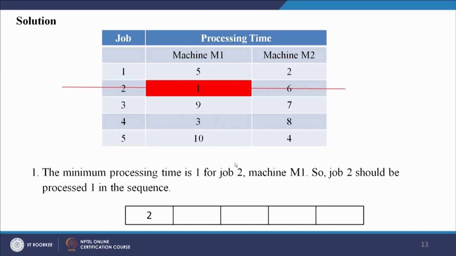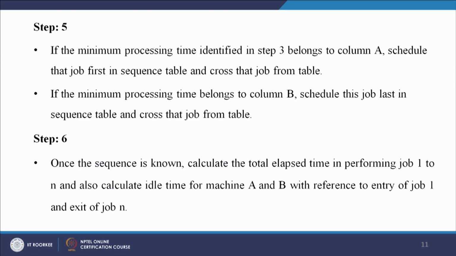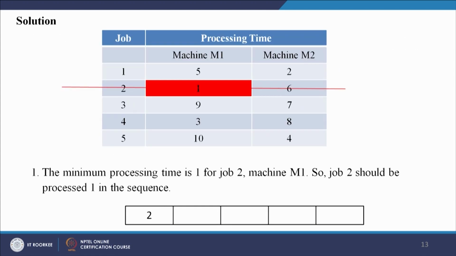Then again we will look at which is the minimum processing time. So now you can see the table, the minimum processing time now is 2. So we will schedule now job 1, and it is in column 2, that is for machine 2. So job 1 will be sequenced from the right hand side. If I go back, if the minimum processing time belongs to column B, schedule this job last in the sequence table and cross that job. So we have to schedule this job last in the sequence table since it is in the second column, or for machine 2.